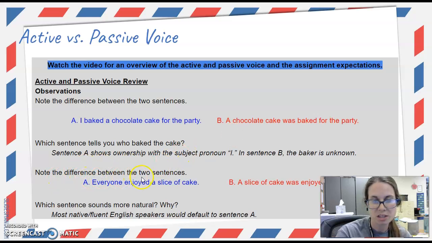Note the difference between these two sentences. Everyone enjoyed a slice of cake. A slice of cake was enjoyed by all. Which sentence sounds more natural? Would you be more apt to say "everyone enjoyed a slice of cake" or "a slice of cake was enjoyed by all"? Most native and fluent English speakers would default to sentence A because it sounds more natural. You can make sentence B in English, however, it is awkward.